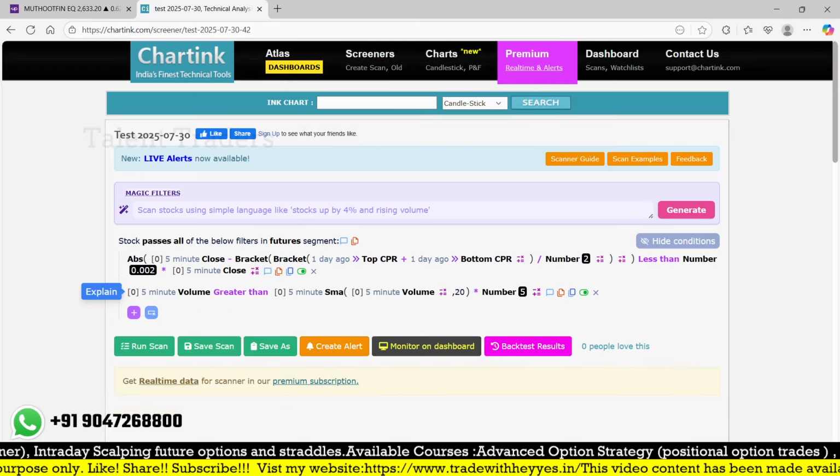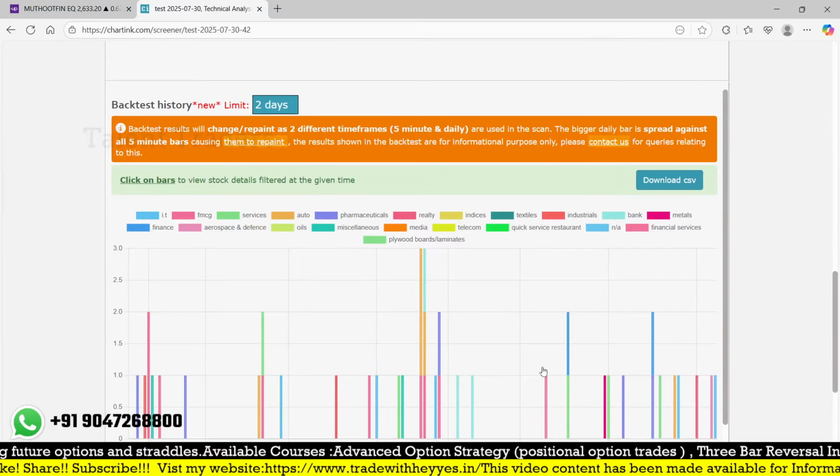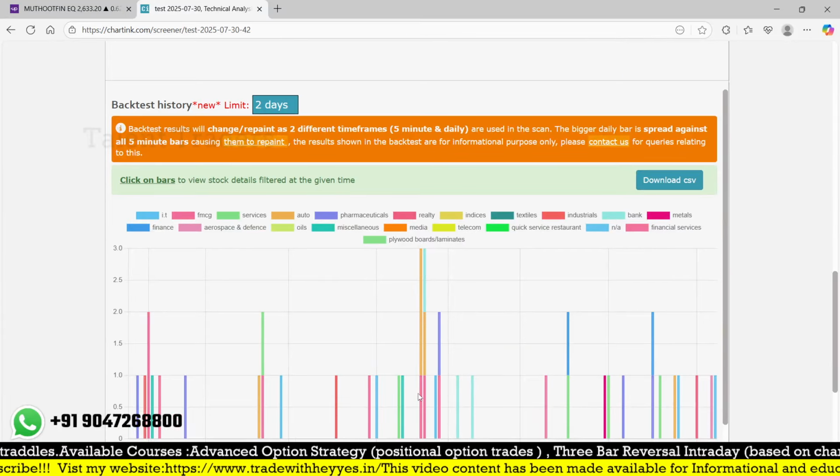So you can use this to find stocks which are forming a huge volume on CPR levels. So I hope you understood the logic.